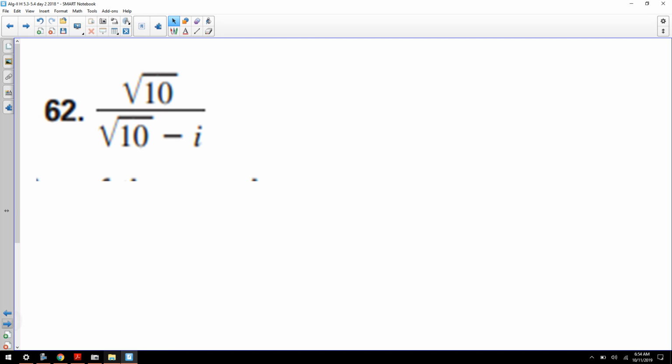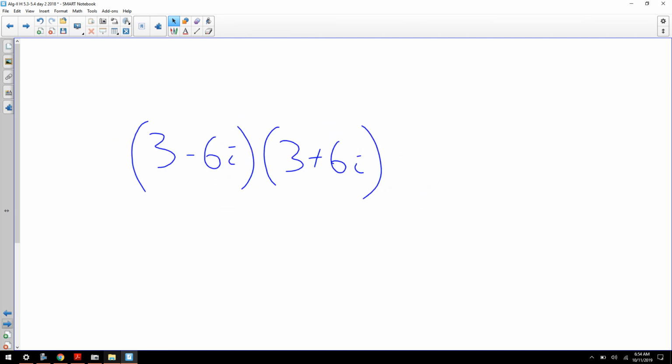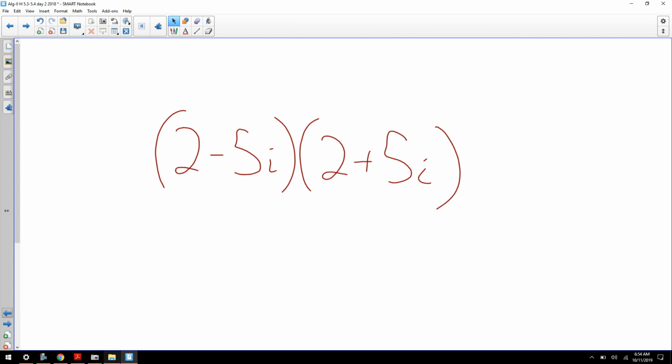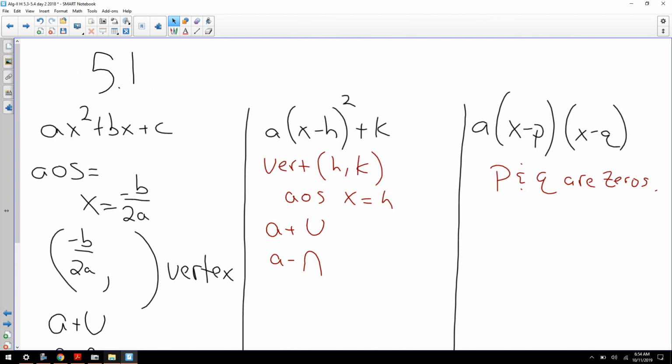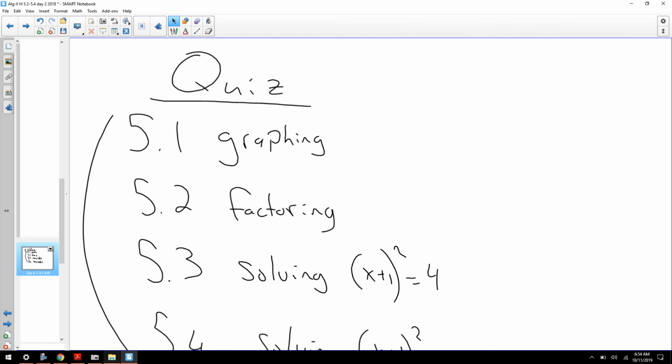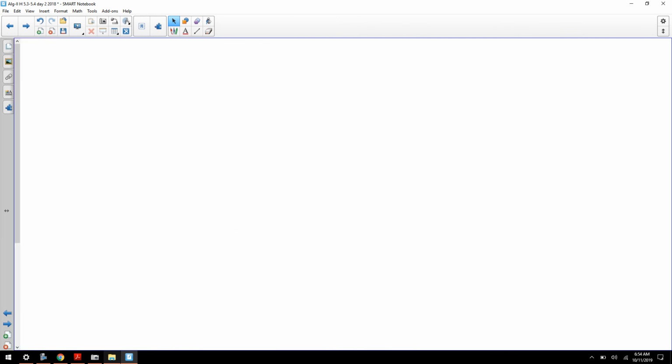Same with roots, nothing crazy. We don't need to do all those. This is for next week, so don't worry about that yet. The homework is on the calendar.